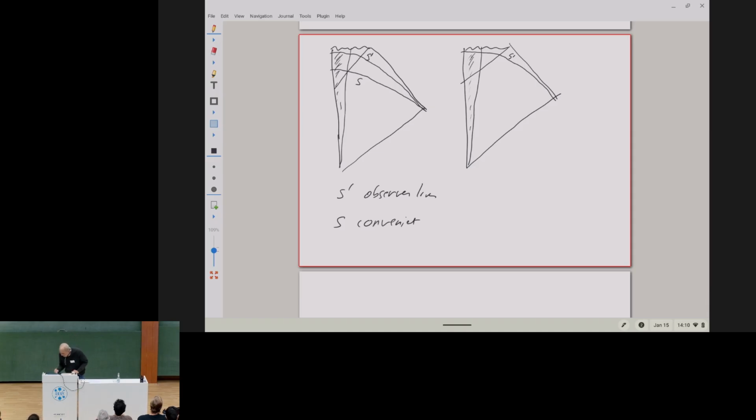Actually, I didn't draw it quite well enough. It's convenient because it crosses the horizon outside of the star. I didn't quite draw that properly. And it's supposed to cross the horizon enough after the collapsing star so that along S, things have settled down. Now, Hawking didn't introduce originally the surface S.